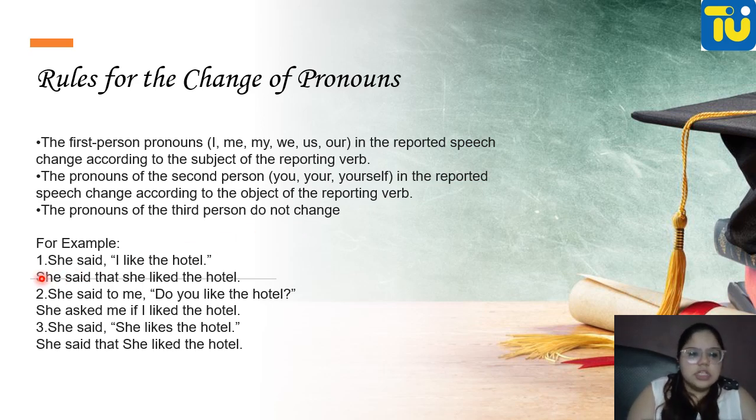For example, she said, I like the hotel. She said that she liked the hotel. So I is changed into she. She said to me, do you like the hotel? She asked me if I liked the hotel. Asked is added instead of said because it was a question. Do is dropped. If is added. You changed to I. So you was the second person pronoun. I is the first person pronoun. She said she likes the hotel. This is third person. Already it will not change. She said that she liked the hotel. Alright.